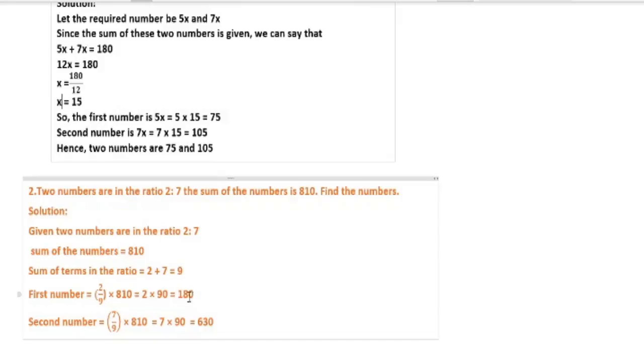So we can check it. 180 plus 630, that is equal to 810. So these two methods you can use. If you use both methods, you will get the same answers.